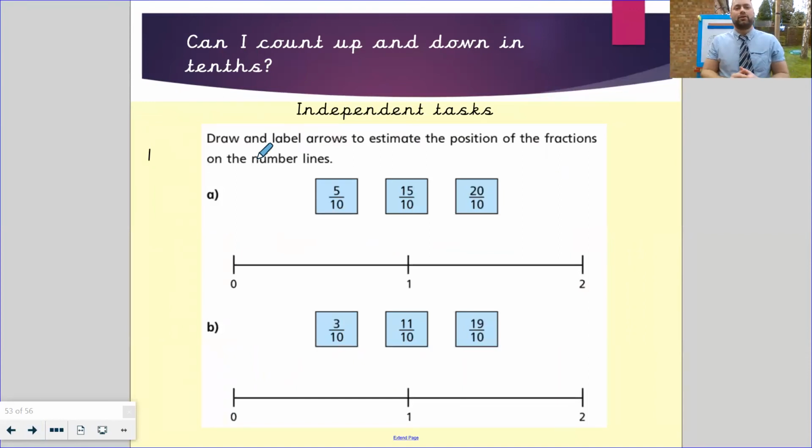So for number 1, you need to draw and label arrows to estimate the position of the fractions on the number lines. These number lines have not been divided equally into 10 parts. You've just got to estimate where you think they are. So some of your answers may be different, okay, but you just need to estimate. And there are some improper fractions there as a bit of a challenge.